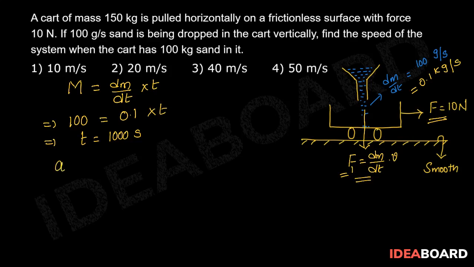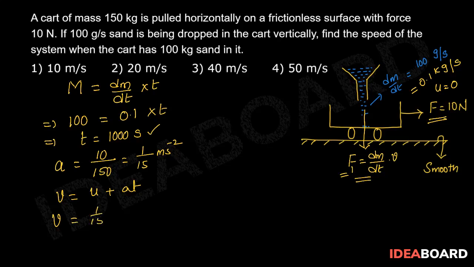The velocity of the cart just before it is being filled with 100 kg sand is calculated as follows. Acceleration in horizontal direction on the cart will be equal to 10 upon 150, which is 1 upon 15 meter per second square. Now velocity of the cart after t equals 1000 seconds is v equals u plus at. Since the cart has started with 0 initial velocity, we can write v equals 1 upon 15 multiplied by 1000.